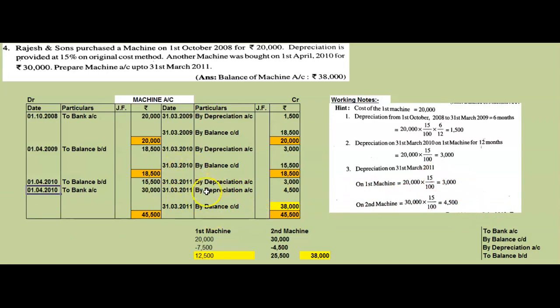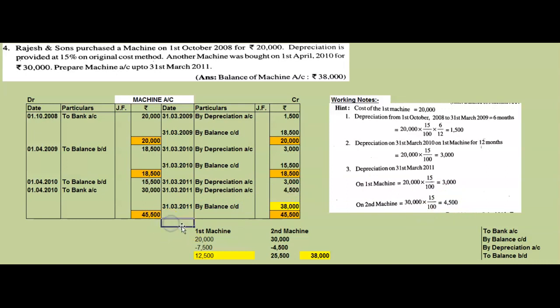I have written two depreciation entries because it is the first problem of addition of an asset. I have shown the entries separately to you, or when you become perfect you can write only one entry. You can show 31st March 2011, by depreciation account 7,500. Or if you show the first machine separately, depreciation 3,000, and the second machine separately, depreciation 4,500, it is also correct, no need of any doubt. In intermediate level it is not a mistake, you will be given marks. If you write one entry, you will write by depreciation account 7,500, the total of 3,000 plus 4,500.